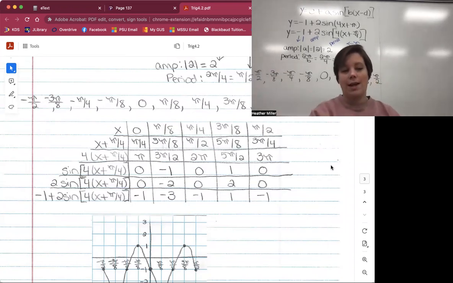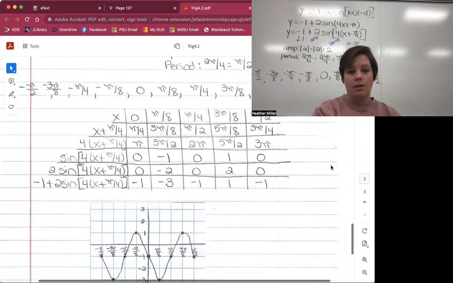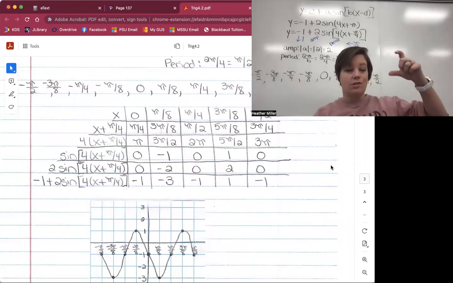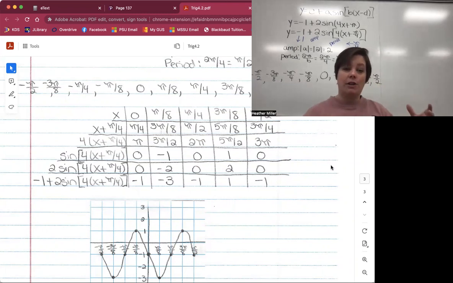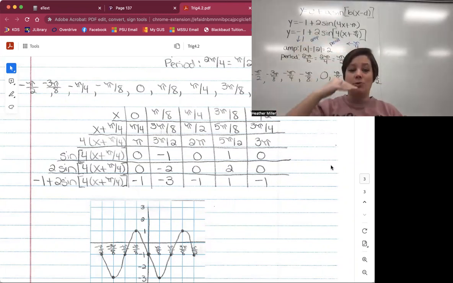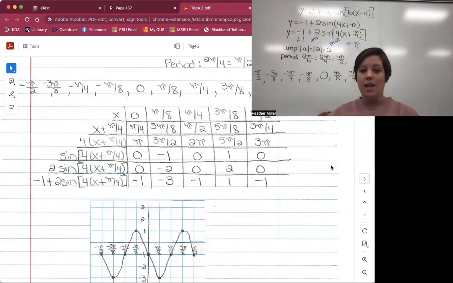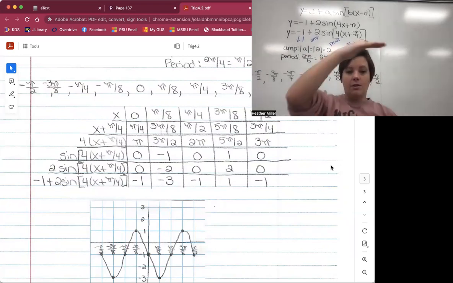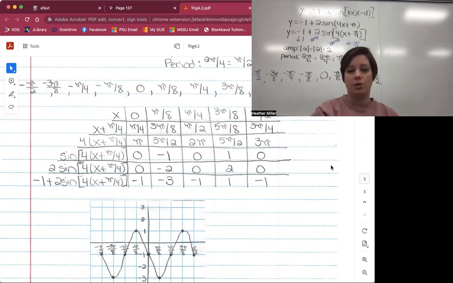So for row 2, I added pi over 4. That's my horizontal shifting. The next one, I apply my B out front. That's my horizontal stretching and shrinking. That's what affected my period. And so I multiply, notice every row, I'm doing one additional thing, which is kind of why I like the table, because you're not doing 80,000 things at once. You're just doing one thing at a time. So I take everything from that row above it and I multiply it by 4. And that gives me the pi, the 3 pi over 2, 2 pi, 5 pi over 2, and 3 pi.